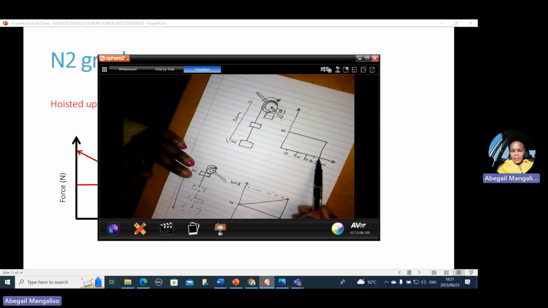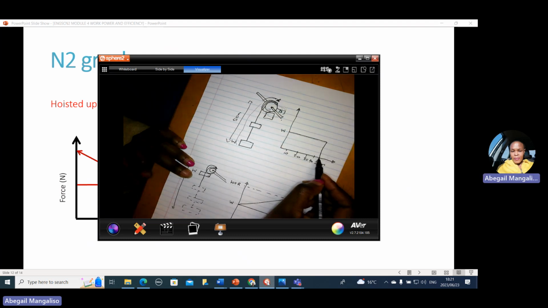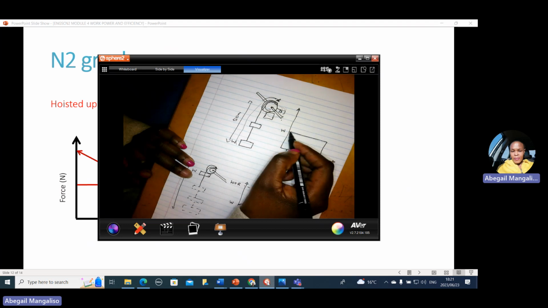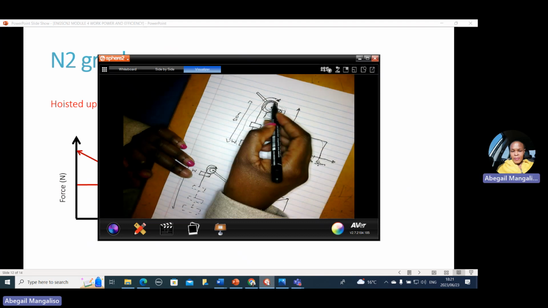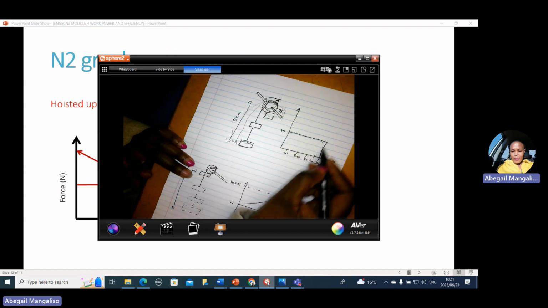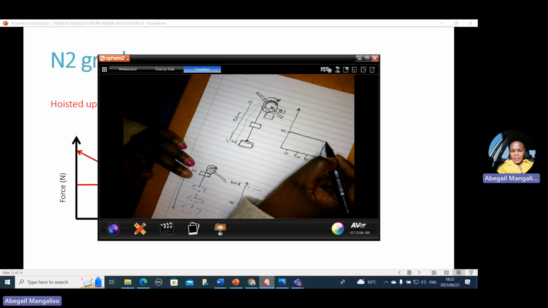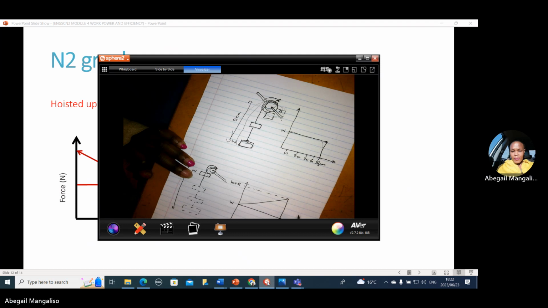So it's going to start at 50 because we want to hoist it from this point. This is the starting point. Even the load will be there. So this is the load. At 50 meters, there is a load. But attached to this load, there is this rope. So a rope will be attached there.